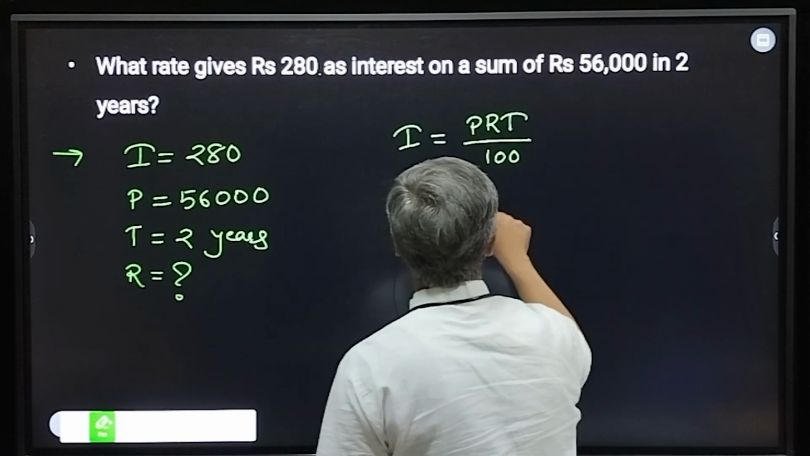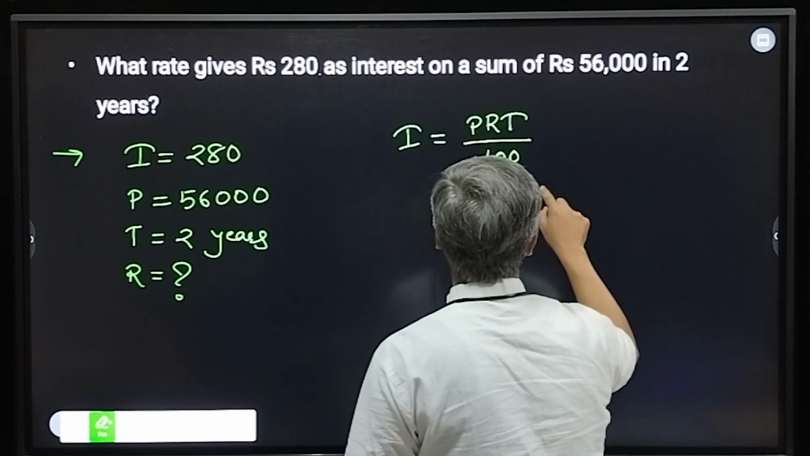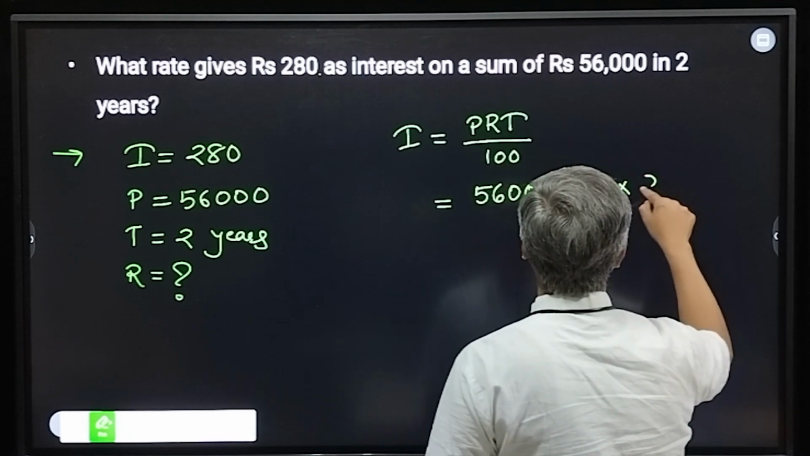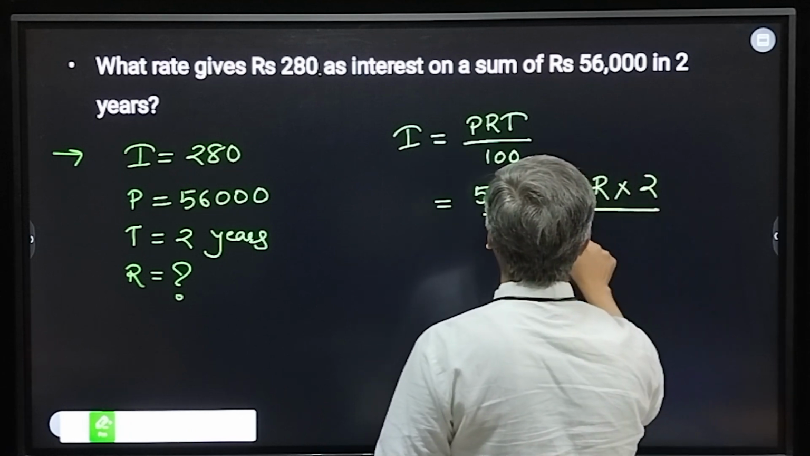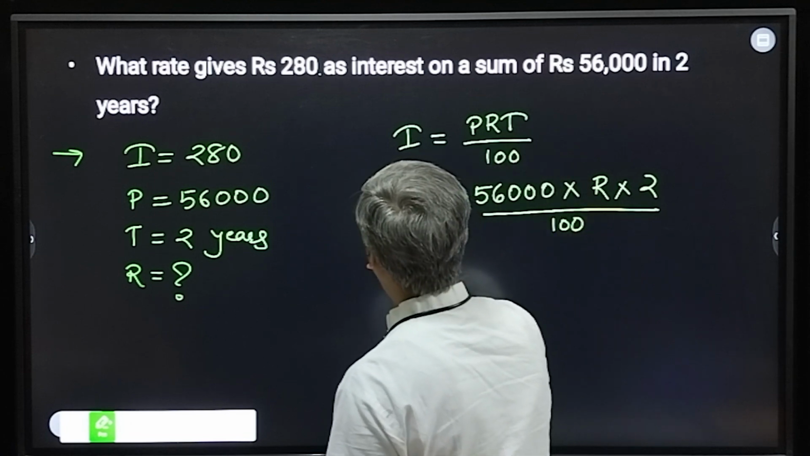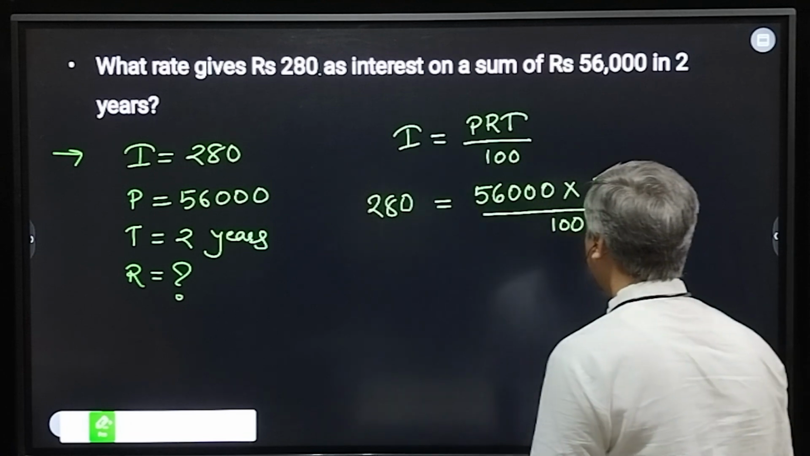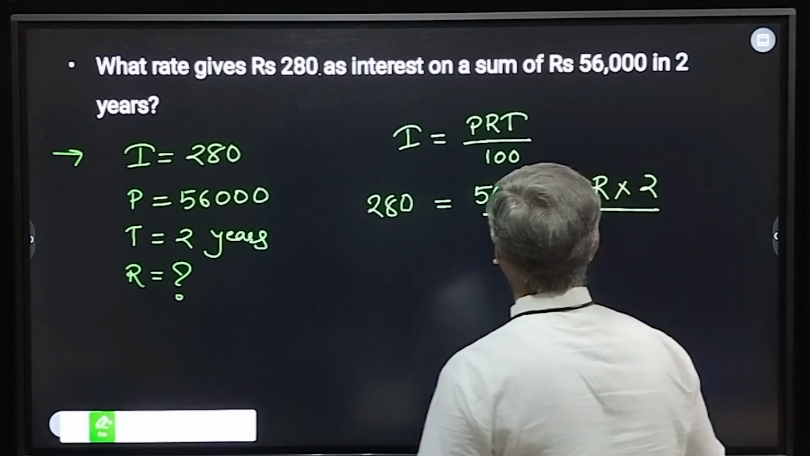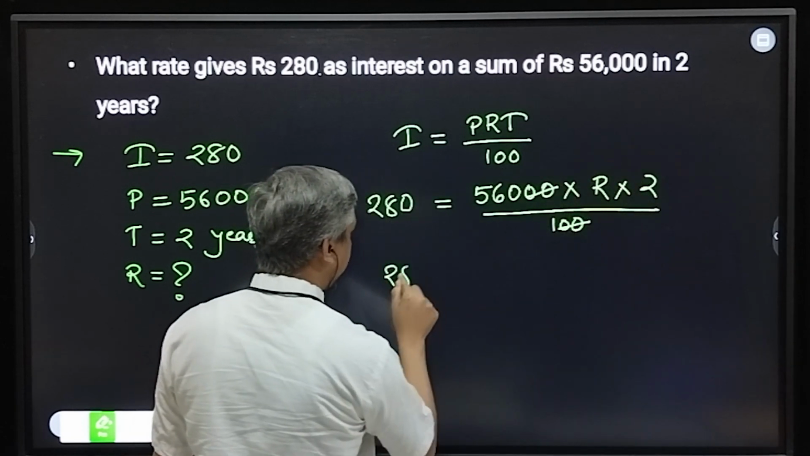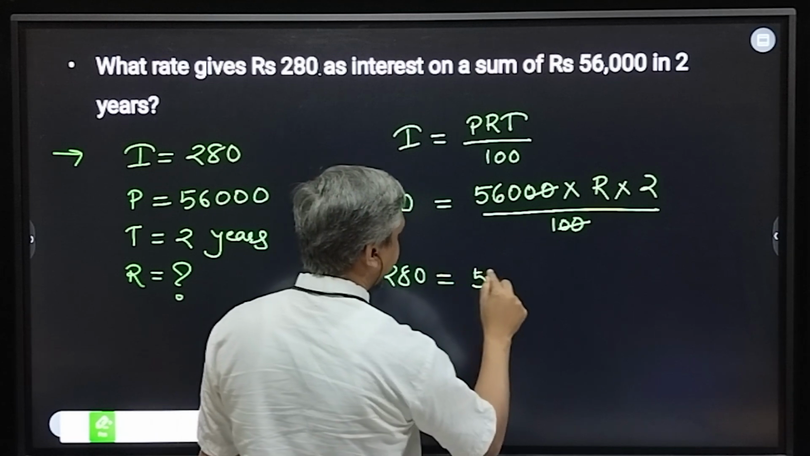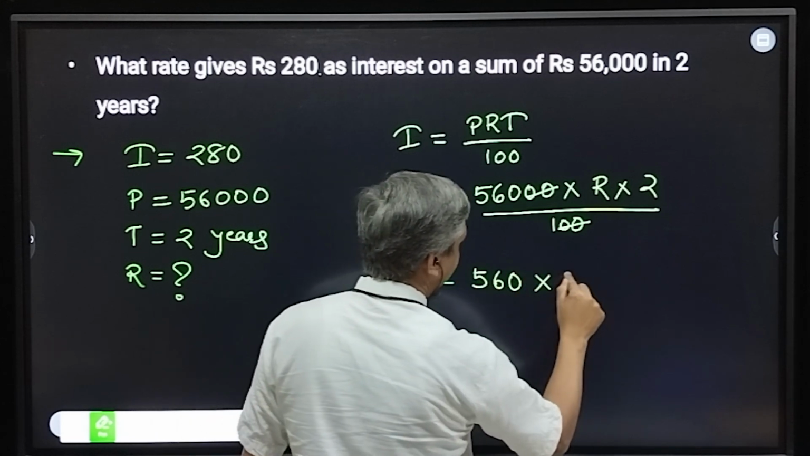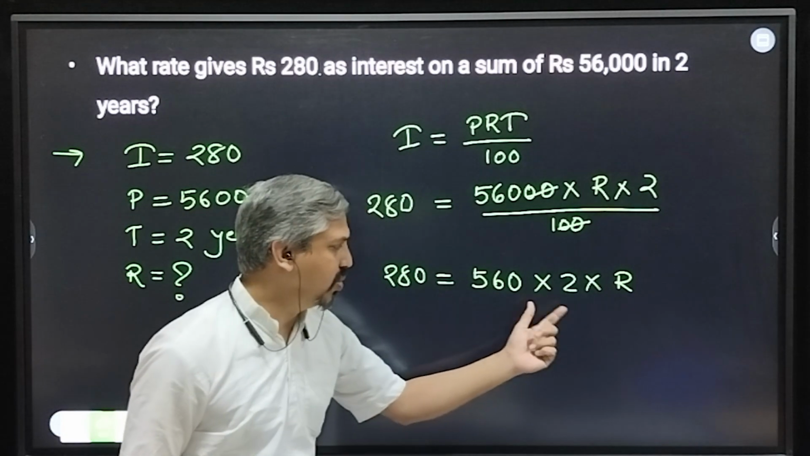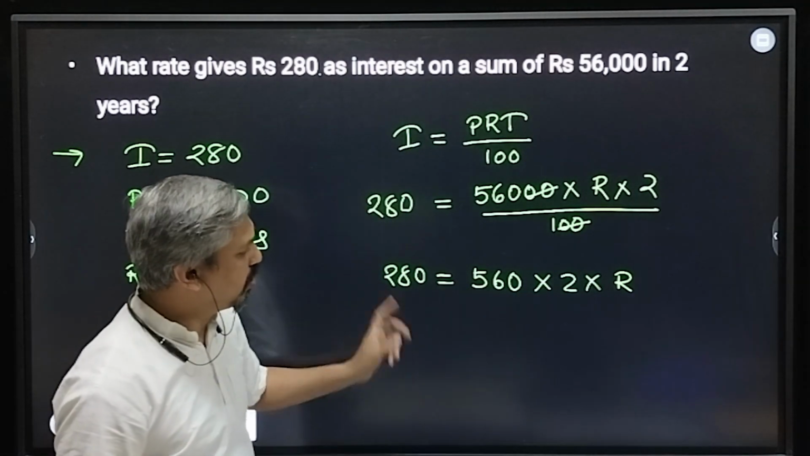P is 56,000 into rate of interest, I don't know what is rate, and T is 2, upon 100 is equal to 280 rupees. These two zeros and these two zeros are cancelled. So we have 280 is equal to 560 into 2 into R. Don't multiply this 560 into 2 because division will be easy when you don't multiply.